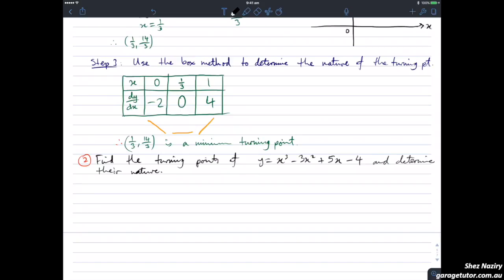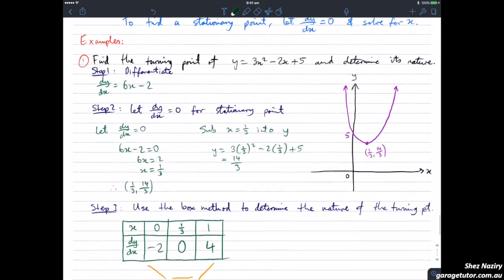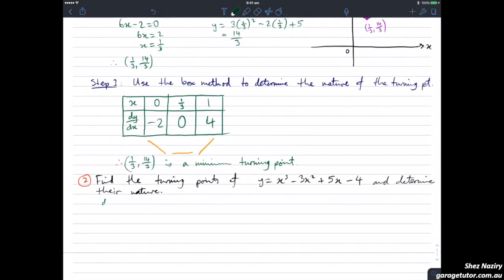Alright, so watch this, guys. I'm going to go through the same steps I did earlier. So step 1 was to differentiate. So dy/dx is 3x squared minus 6x plus 4. Okay, I think I chose a bad number. Hold on. Let me use 9.